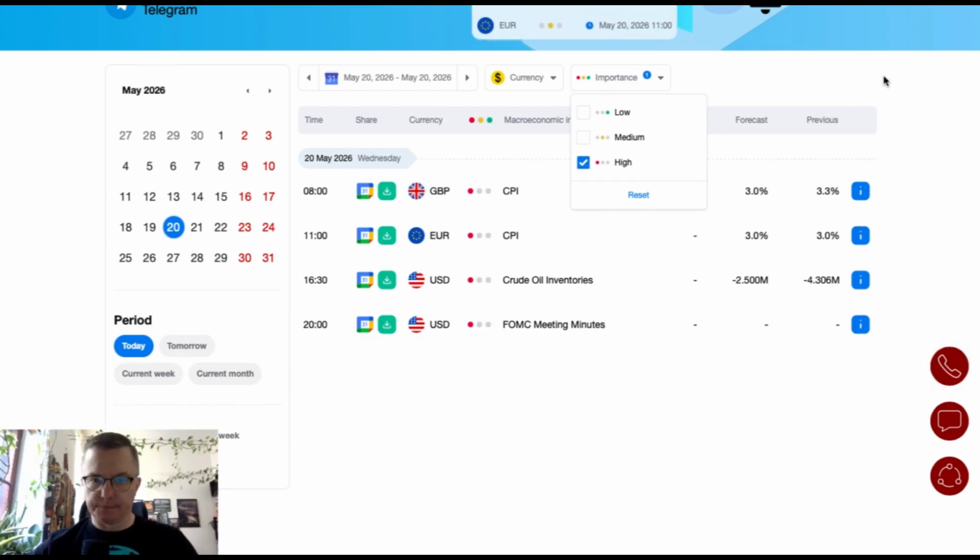There you go. The key very important data releases for today are from the UK, CPI lower than expected, down from 3.3% to 2.8%, less than forecast of 3%. We are still waiting for the CPI data from the Eurozone, which is scheduled for 11 o'clock. The market participants expect the CPI to stay at the level of 3%.